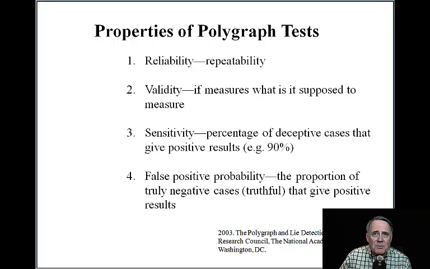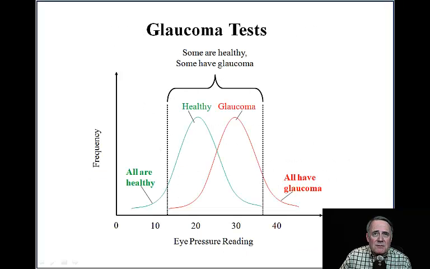As an example of the broad concept underlying polygraph tests, consider the results of the glaucoma test shown here, where the x-axis is eye pressure reading and the y-axis the frequency of persons with a given eye pressure being either healthy or having glaucoma. Note that the green curve indicates the distribution of persons who have healthy eyes and the red the distribution with glaucoma, given eye pressure readings.